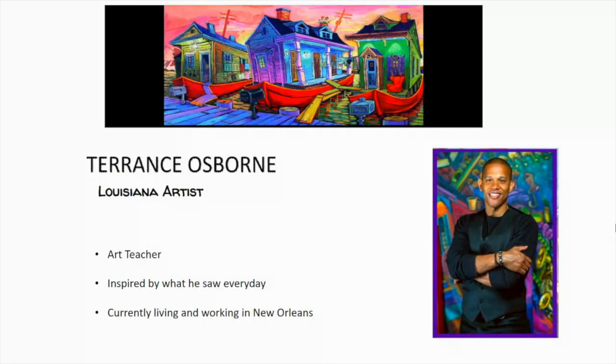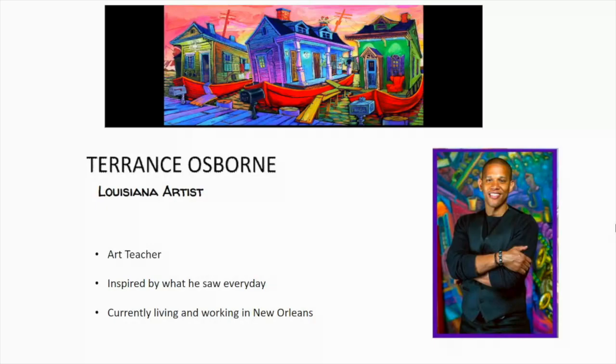Our final lesson is based on New Orleans artist Terrance Osborne. He was a talented art student. After graduating from Xavier University, he became a talented art teacher. Hurricane Katrina destroyed the city of New Orleans. When we returned and started to rebuild, Mr. Osborne found that he was making more money from his art commissions than he was as a teacher. So he decided to become a full-time artist. He's most famous for his works based on shotgun houses.